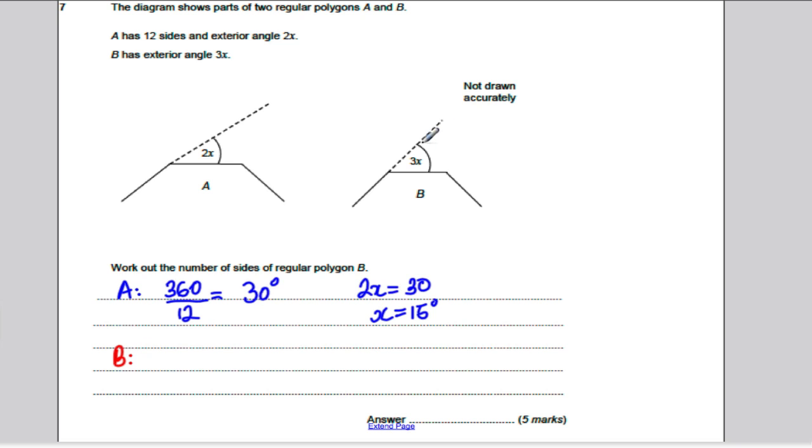The exterior angle here must be 45 degrees because it's 3 lots of x, 3 lots of 15. Now, to work out how many sides the shape has, we know that the exterior angles add up to 360. If I divide by each angle, each one is 45 degrees, it will tell me how many sides there are. So 360 divided by 45 is 8. So shape B is a regular octagon. It has 8 sides.